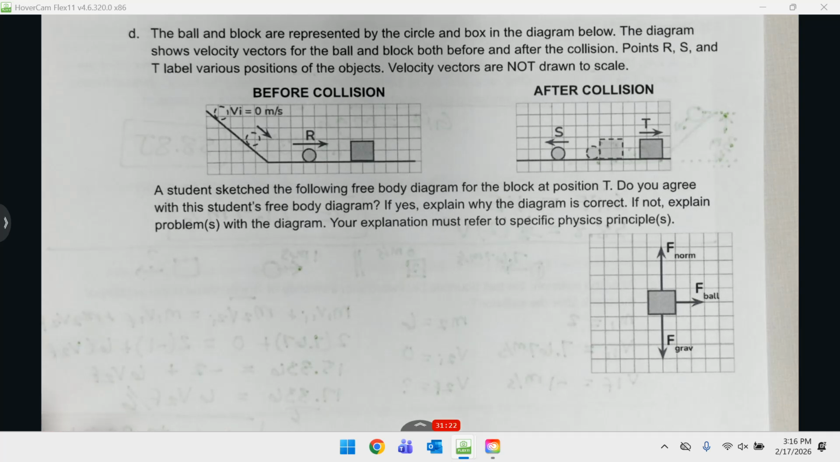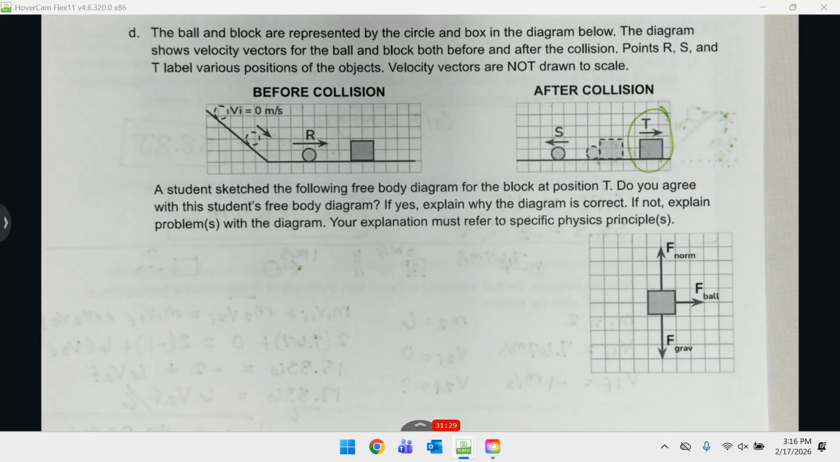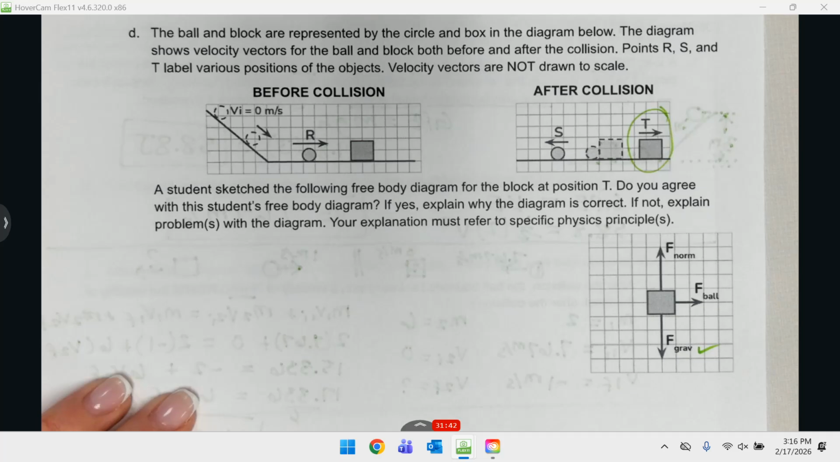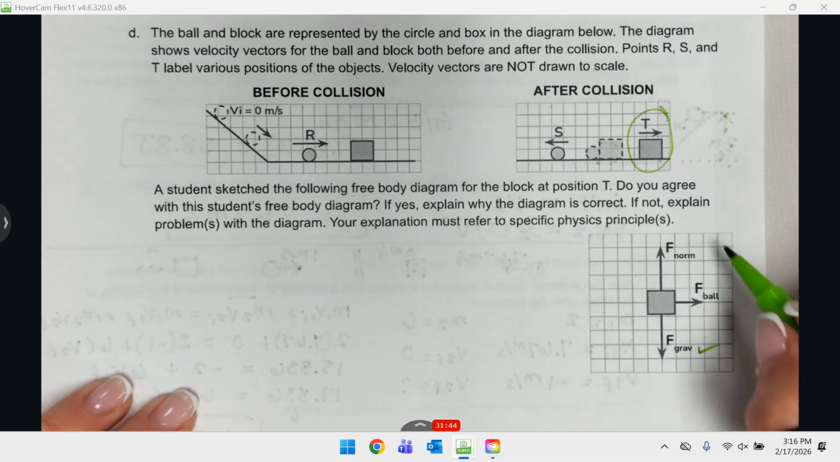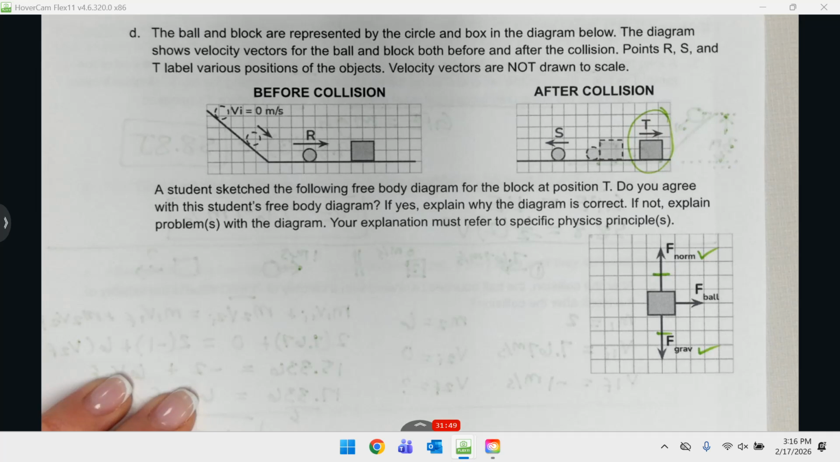The question, though, says a student sketched the following free body diagram for the block at position T. So it's talking about this position right here. Do you agree with the student's free body diagram? If yes, explain why it's correct. If not, explain problems and refer to specific physics principles. So again, free body diagram for this block absolutely should have gravity. It does. It should also have normal force, and that normal force should be equal and opposite to gravity. It is. Again, because it's on a surface, it needs to have that as well.